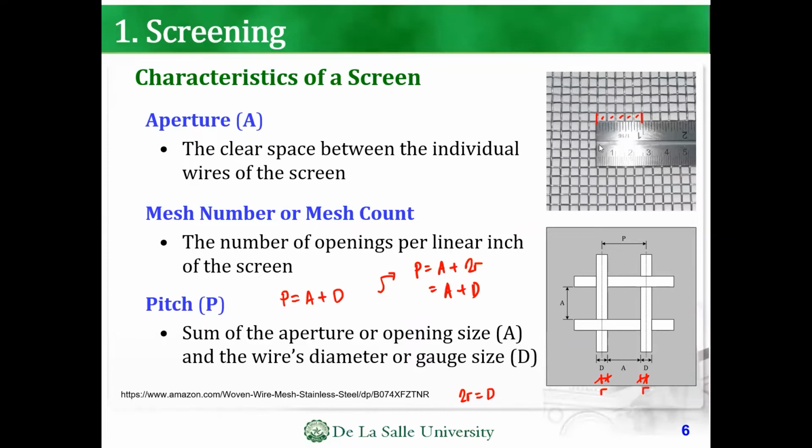So in screens, the different characteristics are the aperture, which is basically the clear space between the wires, and then the mesh number or mesh count, and then the pitch. The mesh, as I said, is measured for every linear inch. So for every 1 inch, there are 5 holes or 5 openings. That is mesh number 5. The pitch is actually the opening area plus 1 wire diameter or plus 2 radii.